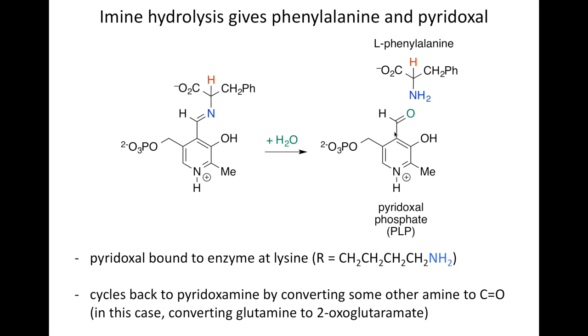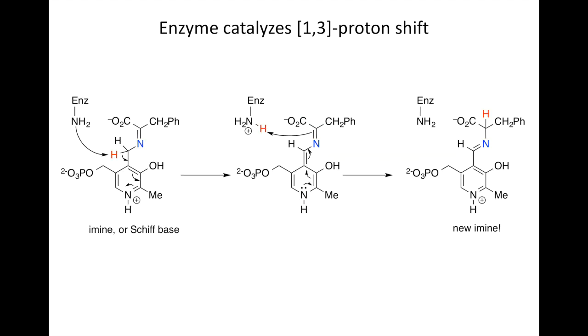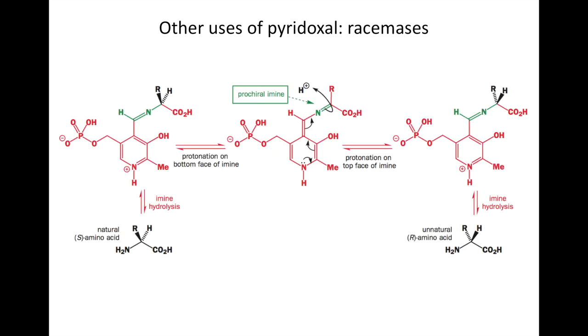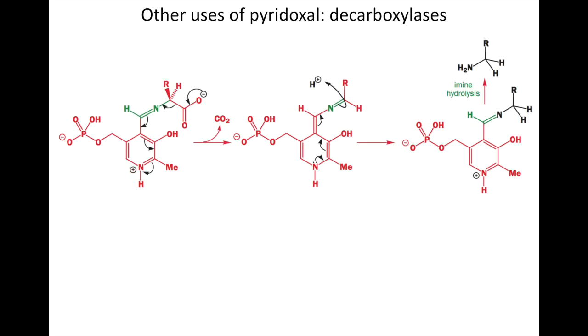This transaminase is exactly what it sounds like. Trans is across. It's sharing amines across from one molecule to another. But the way it does that is by the equilibrium between these two imine intermediates. So imines are very important biologically, and not just in transaminases, but in racemases and also decarboxylases as well.